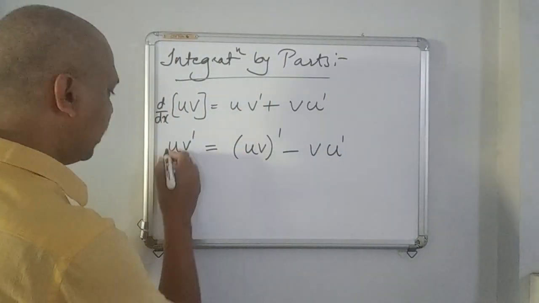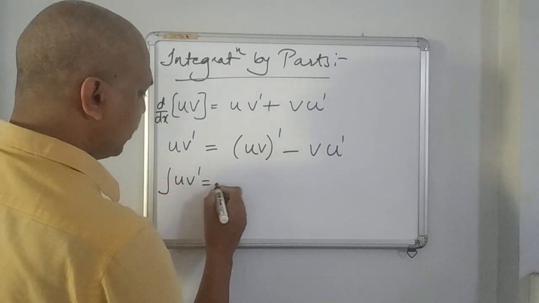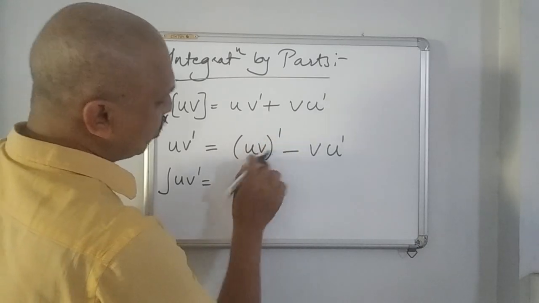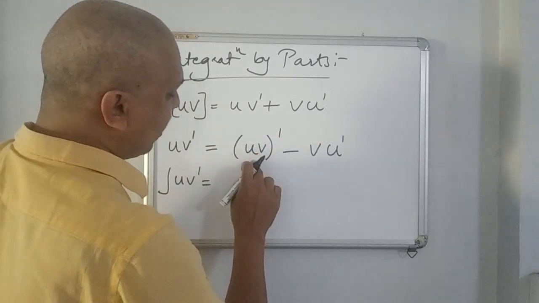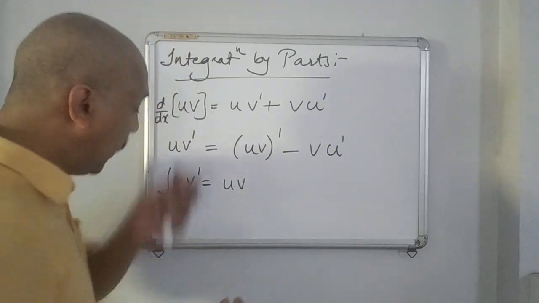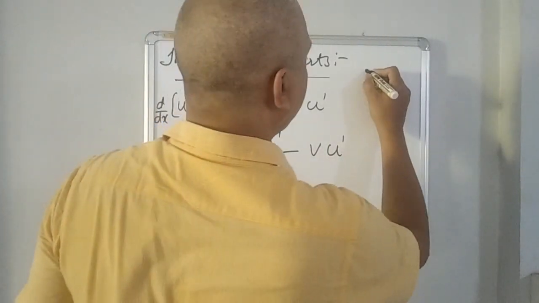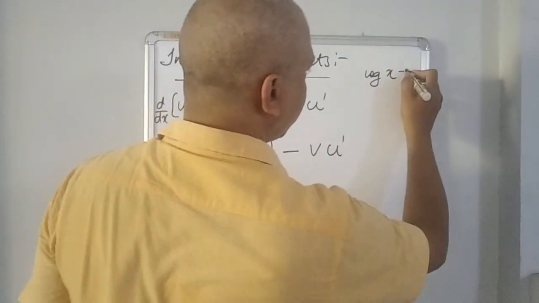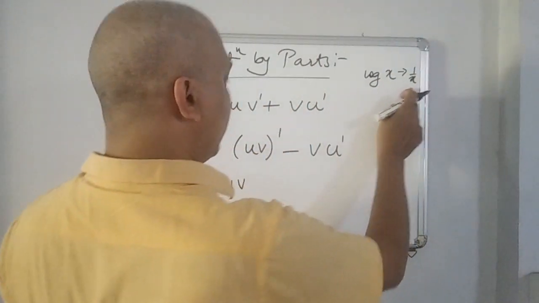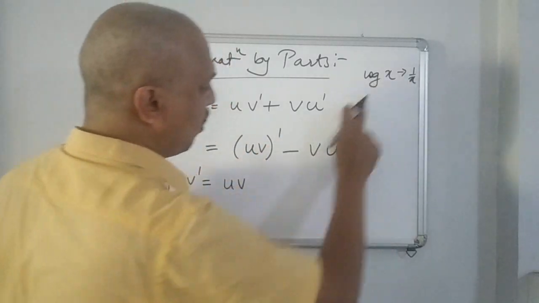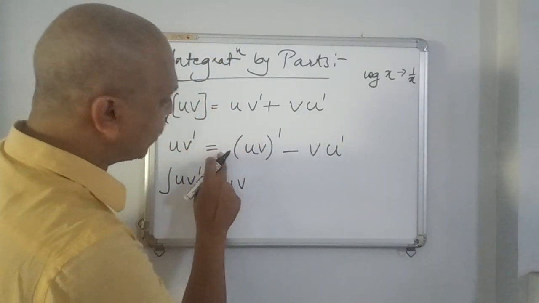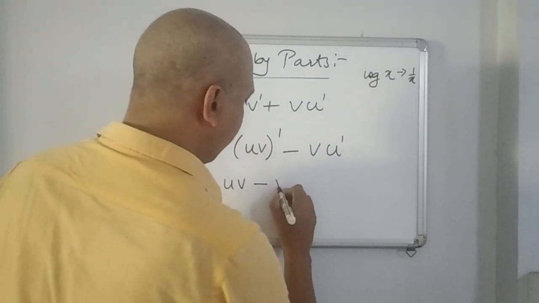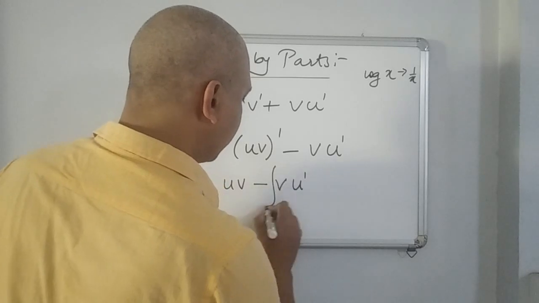I'll just integrate this. So integration of u into v dash is equal to integration of u v bracket dash. So the derivative of this and the integration of that derivative will give us u v again. Like we know, if we take log x, then the derivative of log x is 1 by x, and the integration of 1 by x will again be log x. So the derivative and integration will cancel out each other. So this is uv minus will have v into u dash integration.